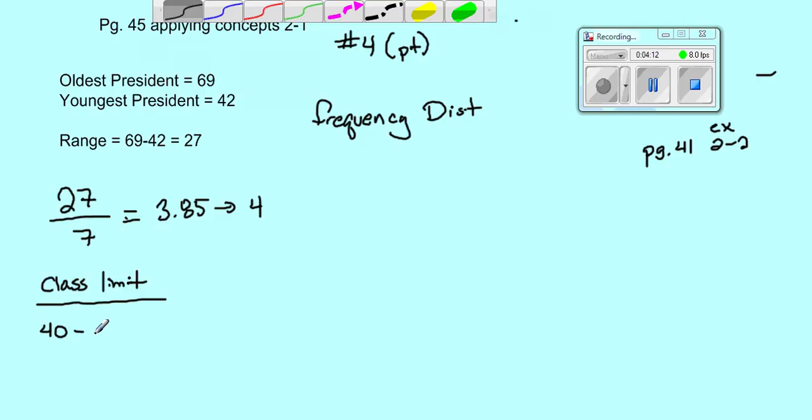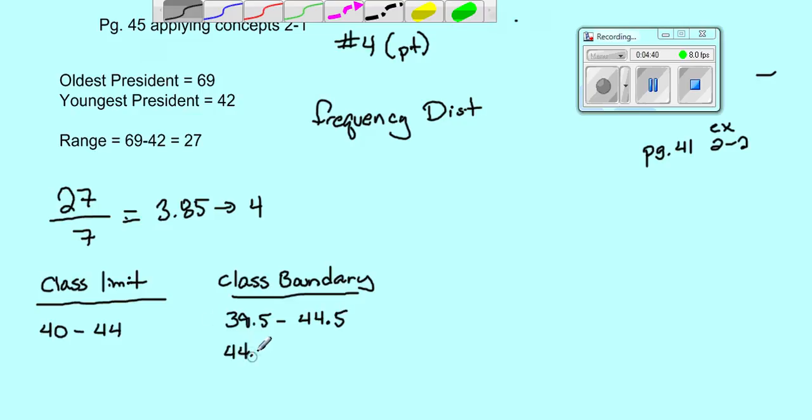That means my first class will go from 40 to 44. Now I'm going to jump to my class boundary real quickly so you can understand what's going to happen next. My class boundary would be 39.5 to 44.5. That means my next class boundary would start at 44.5. If that starts at 44.5, that means my next class limit is going to start at 45.